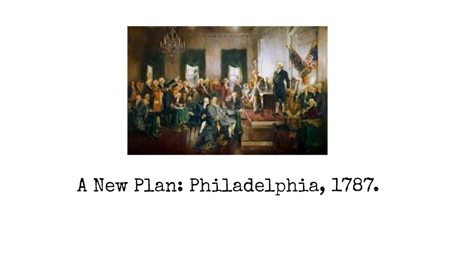So they got together to discuss a new plan in Philadelphia in 1787, and a group of representatives from almost every state showed up to discuss fixing it. And after deliberation, they decided to just create a completely new plan.